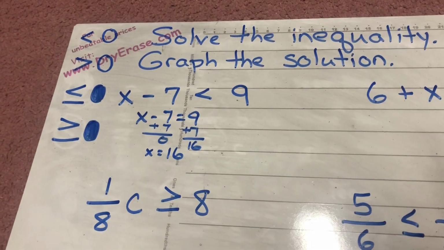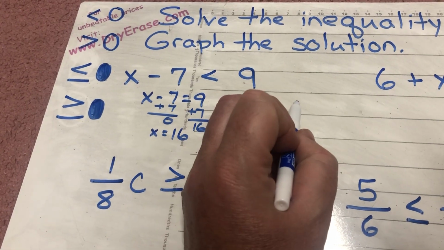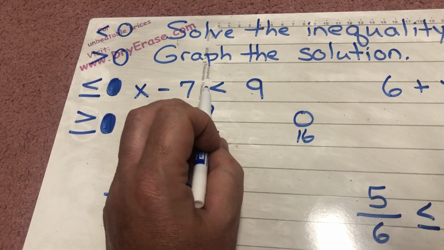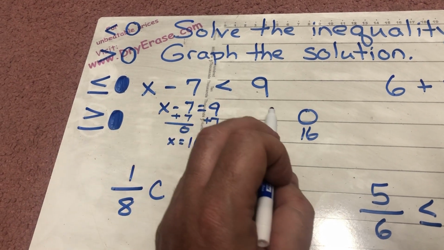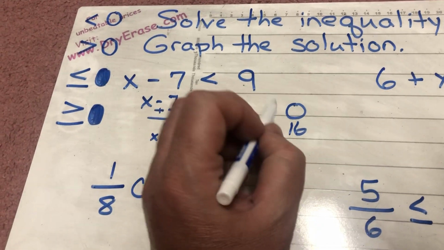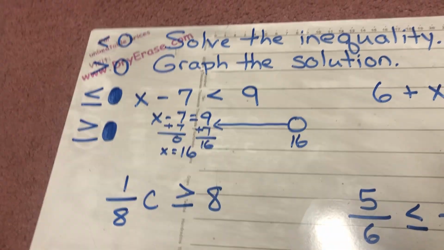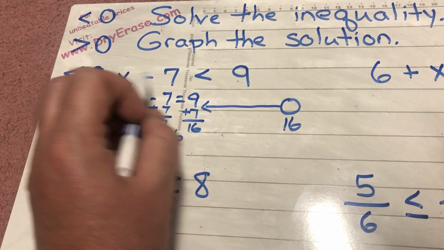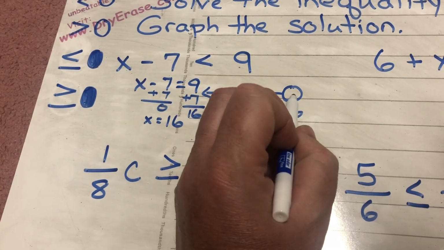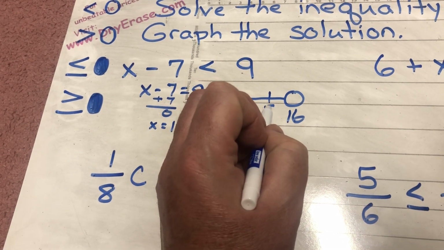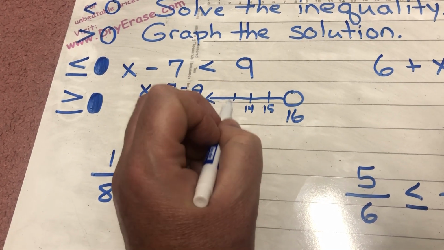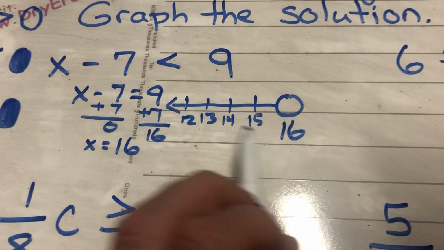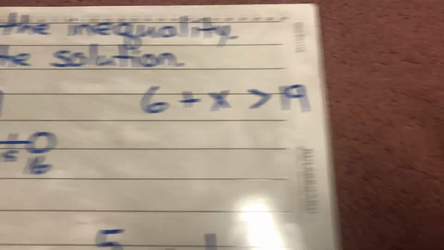But then I need to graph it, which means I'm going to have a circle that starts at 16. And x has to be less than that. So my graph is going to go to the left, because on a number line the numbers get smaller. X cannot equal 16. X has to be less than 16. So it's an unshaded circle. And then I just go ahead, 15, 14, 13, 12. And as we talked about yesterday, we like to have at least 5 numbers there. All right, let's go on to the next one.